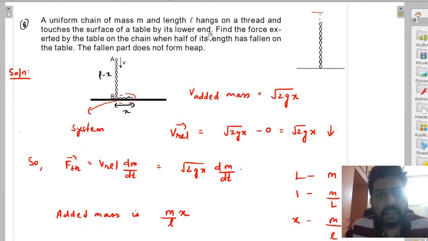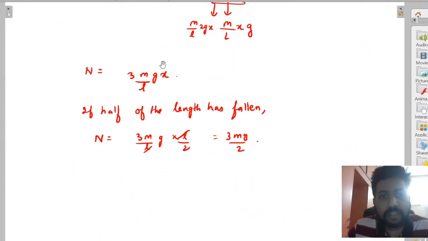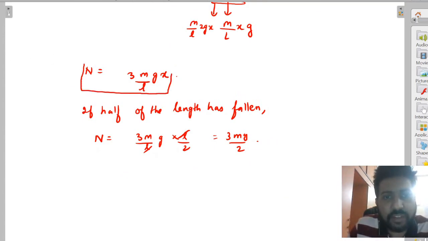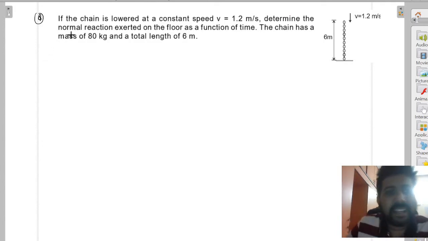So again, see what they have asked. Find the force exerted by the table on the chain, that is the normal reaction, when half of the length has fallen on the table. So just put x equal to L by 2. We have first found the normal reaction as a function of x in general, then at the end we put the value of x as L by 2. Okay, now let us take the next question.